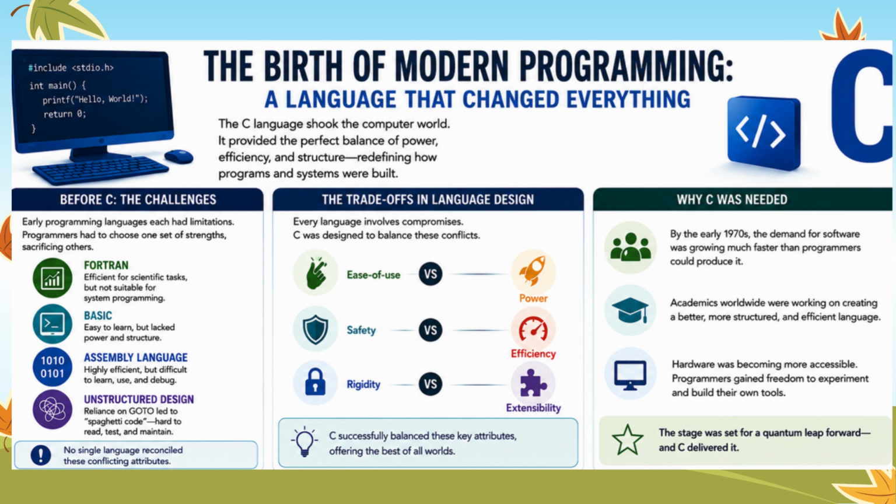Why C was needed. In the 1970s, the demand for software was growing faster than programmers could produce it. Academicians worldwide were working to create a better, more structured, and efficient language. Hardware was becoming more accessible. Programmers gained freedom to experiment and build their own tools. The stage was set for a quantum leap forward, and C delivered it.